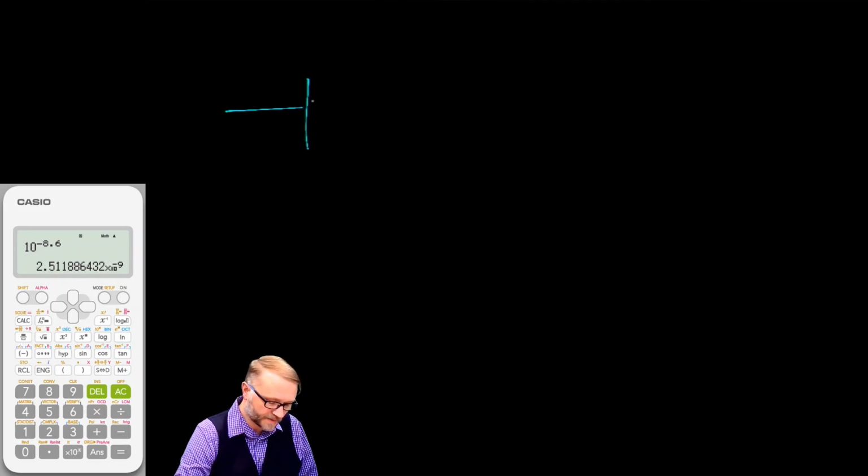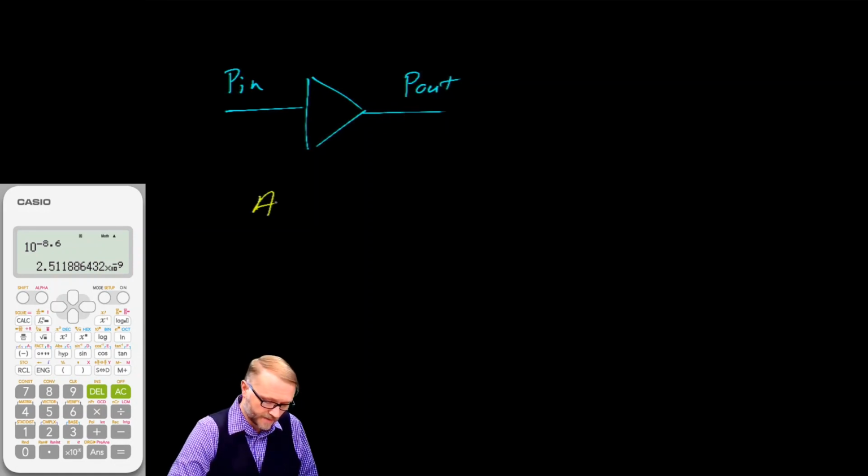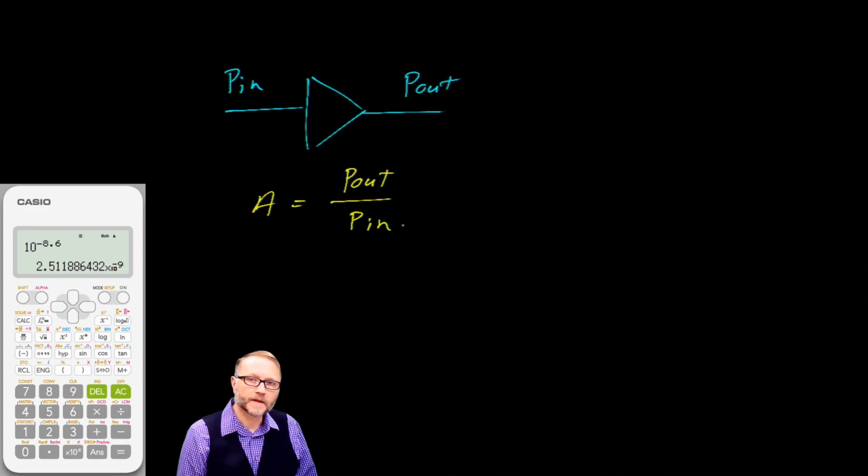It goes something like this. Here is our amplifier, power in and power out. When we talked about the linear gain, we said the gain is equal to power out over power in. You remember I said there were no units associated with that because it's a ratio. It's this compared to that.